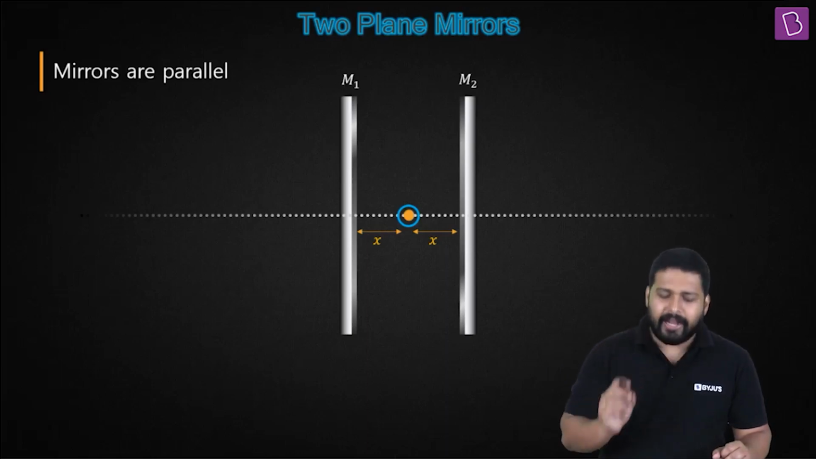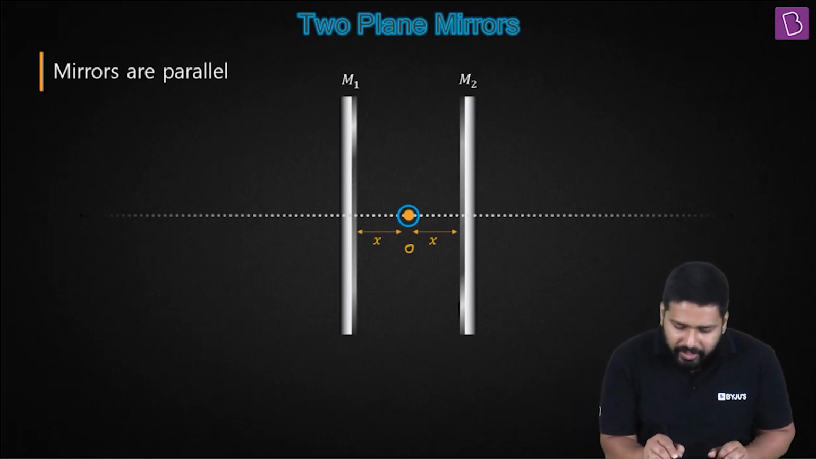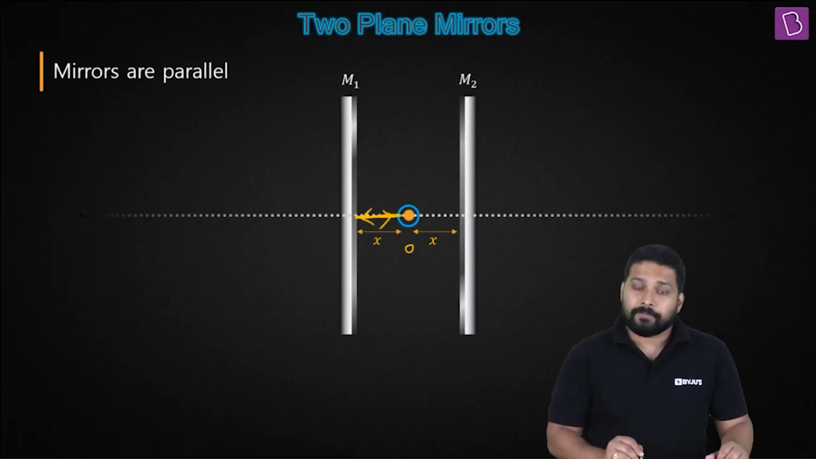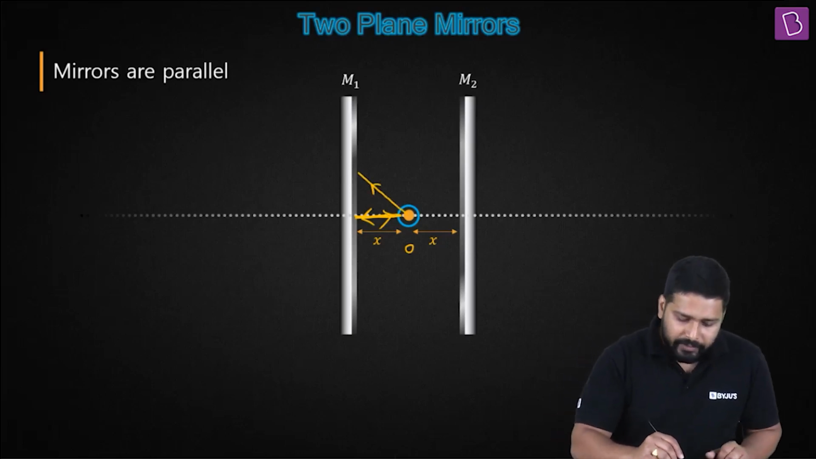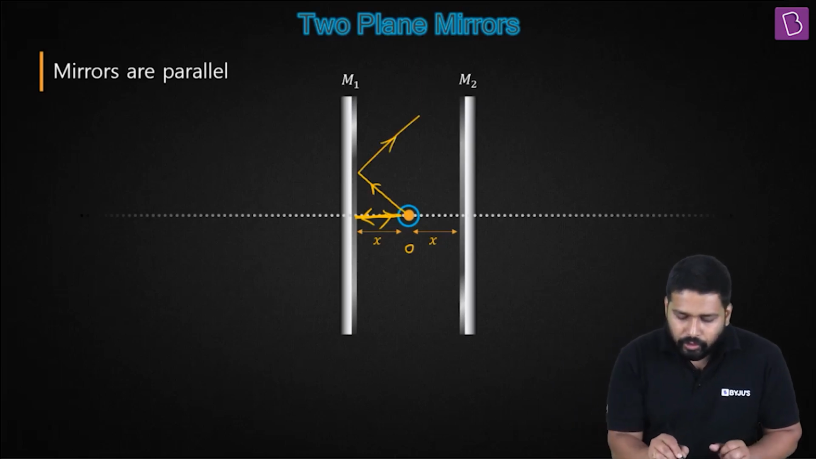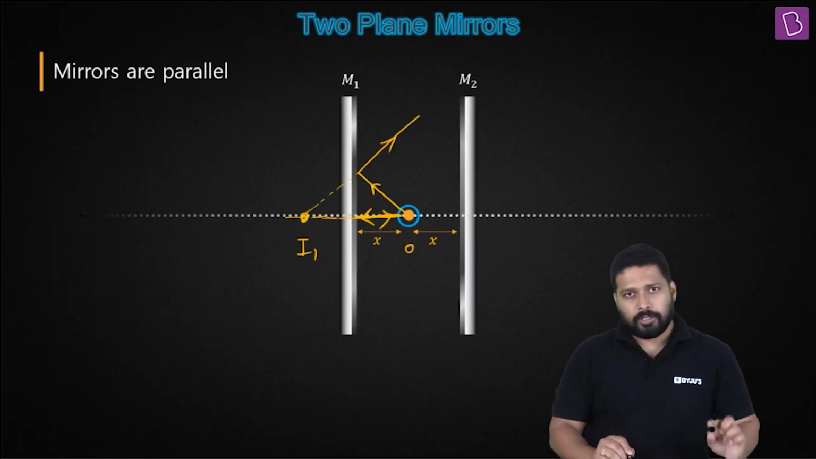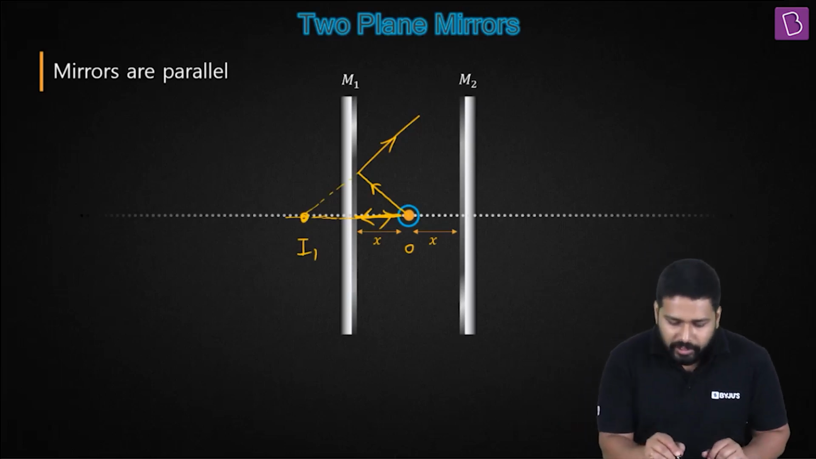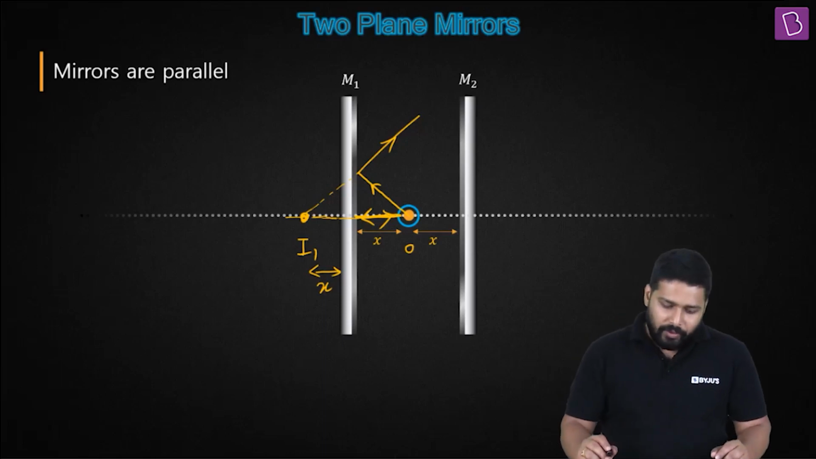You have to understand that in this case, if this is our object, I take one ray like this for the first mirror. Yes, this is a normal incidence, so the ray going like this will reflect like this. If I take another ray like this, angle of incidence is equal to angle of reflection. So this is one reflected ray, I produce it backwards. This is another reflected ray. You get I1, the first image in the first mirror. At what distance, my dear friends? At a distance equal to x. Clear?